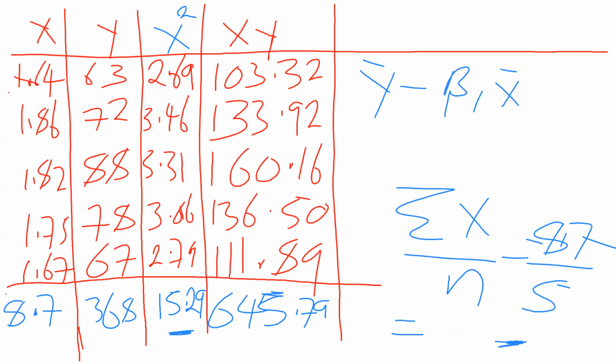It is what? n. It's 5. What do you find as the mean? Oh, mean, okay. When you do summation of x divided by n. Oh, okay. 1.74. 1.74 as the x bar, right? What about y bar?